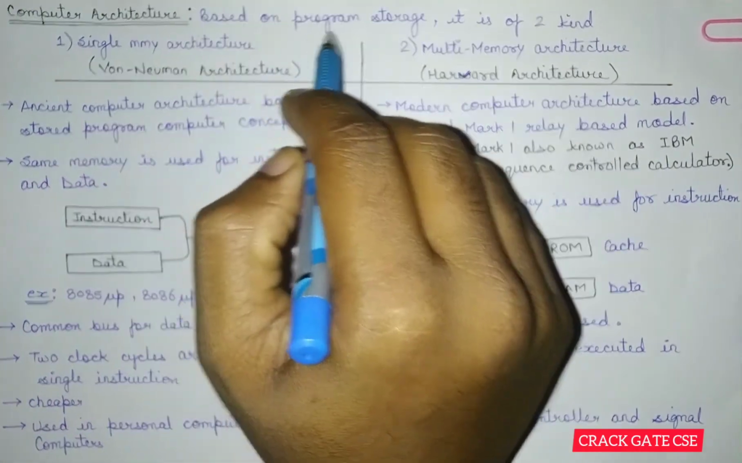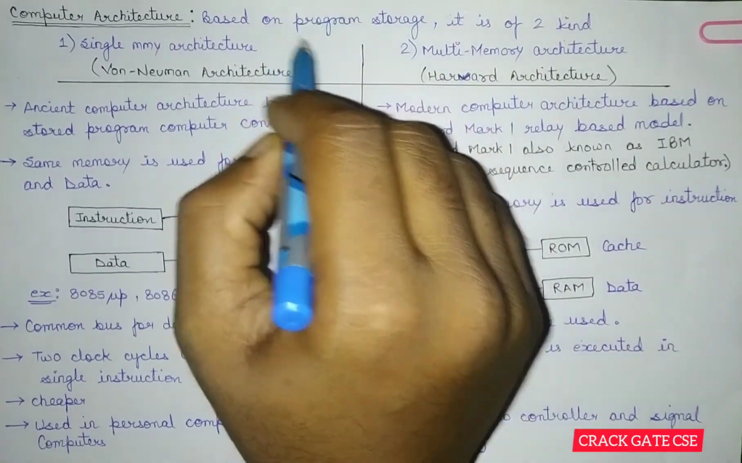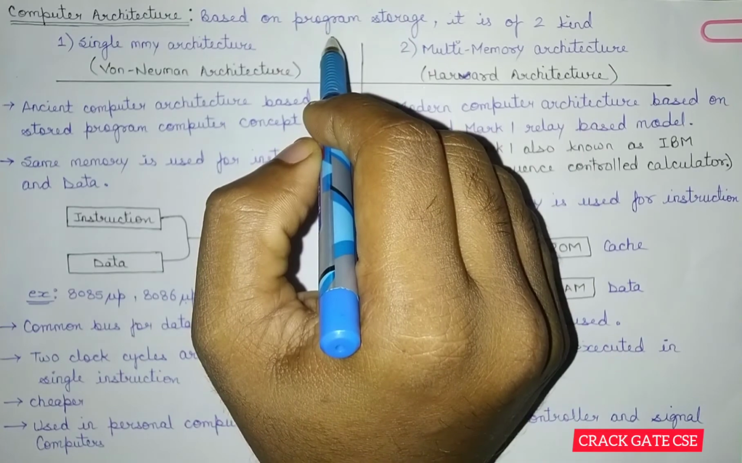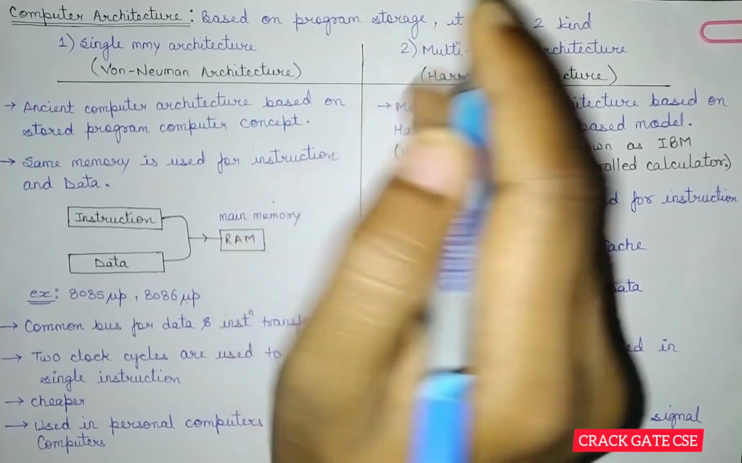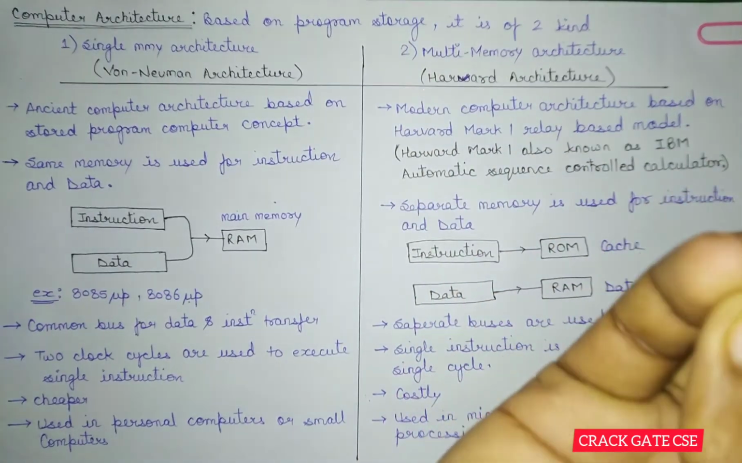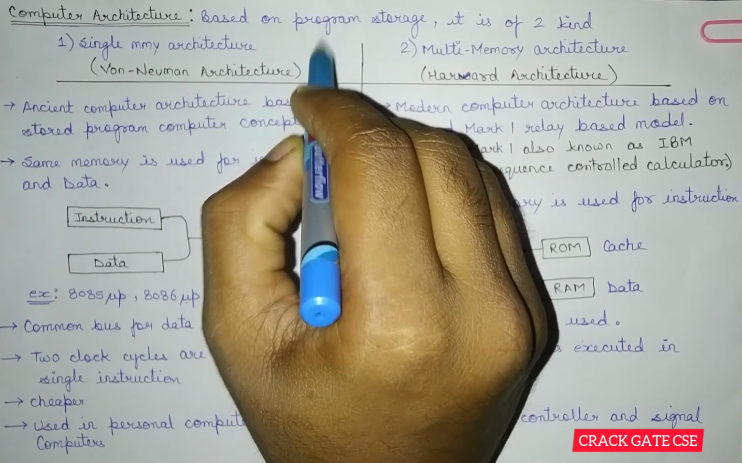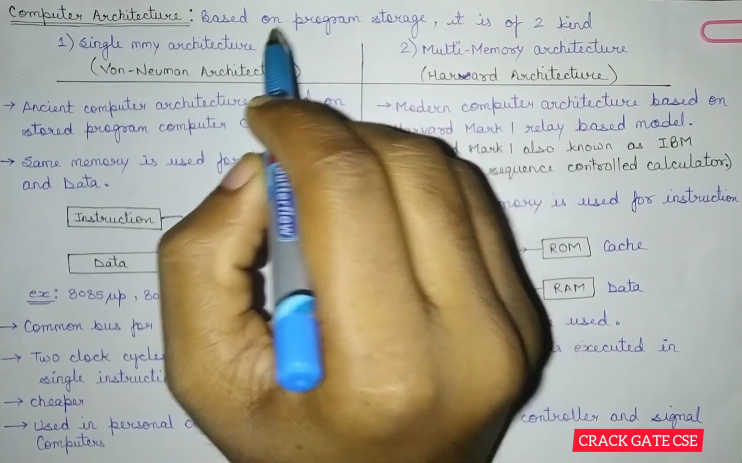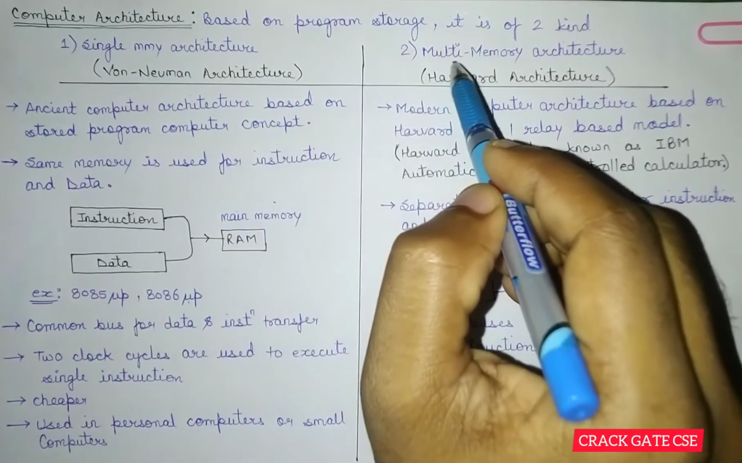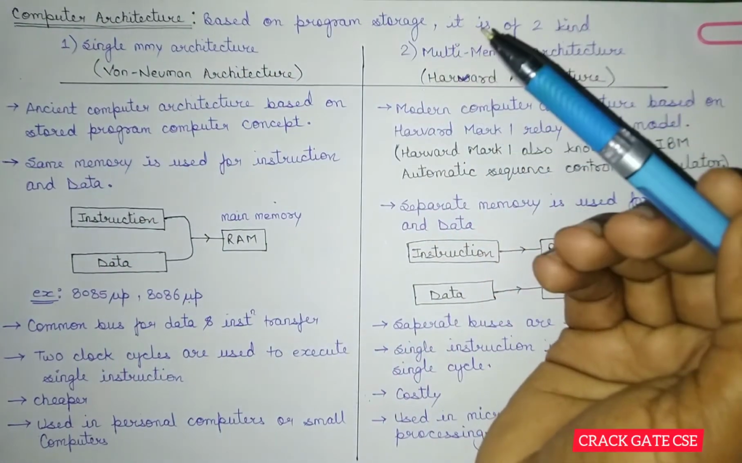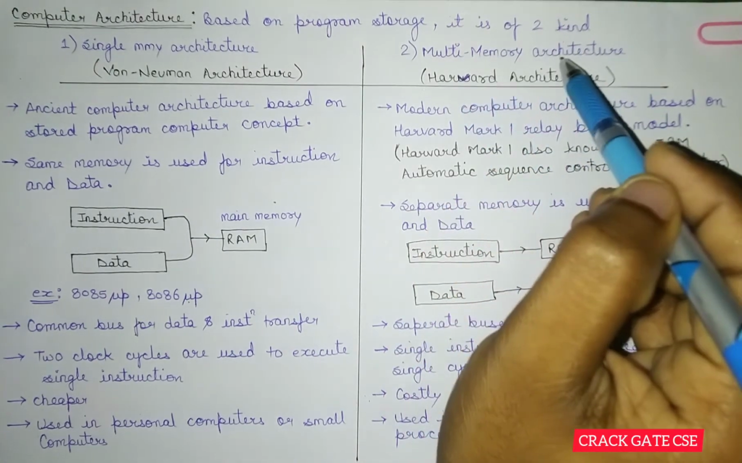So on the basis of the program storage, it is divided in two kinds. What is the meaning of program storage? Program is nothing but a set of instructions we know, and the instruction is stored in which kind of memory, that thing defines the single memory architecture or multiple memory architecture. So if the program is stored in the same memory where the data is stored, then it is a single memory architecture. And if there is a separate memory for instructions and the data, then it will be multi-memory architecture.